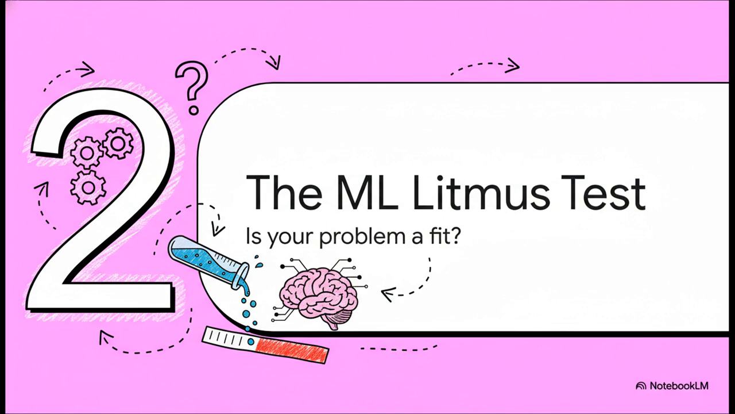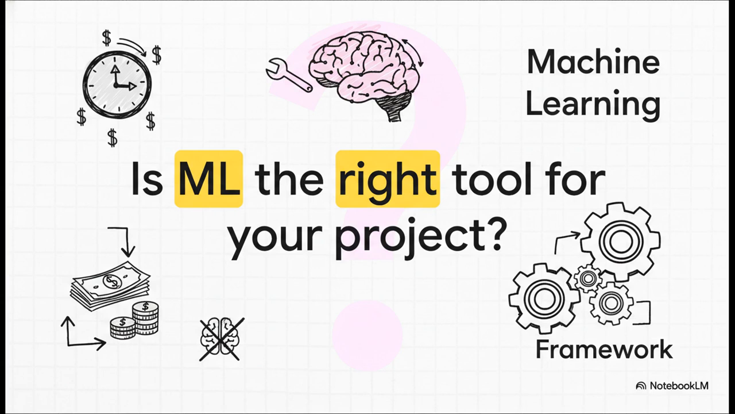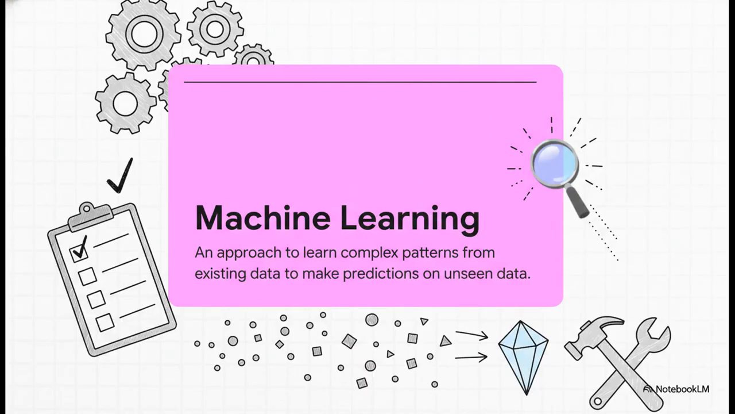For that, we need a simple litmus test. And look, answering this question correctly is going to save you so much time, so much money, and a ton of headaches down the road. Luckily, there's a really clear framework we can follow. We're going to use this definition as our guide, because really, it's not just some textbook definition, it's a checklist. And if your project can't tick these boxes, you're probably reaching for the wrong tool.